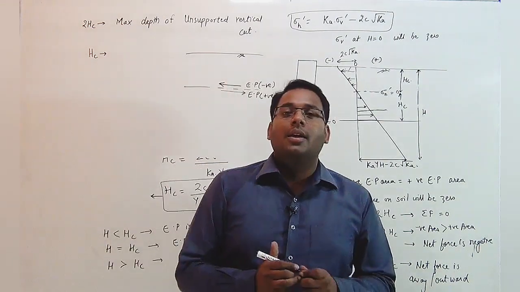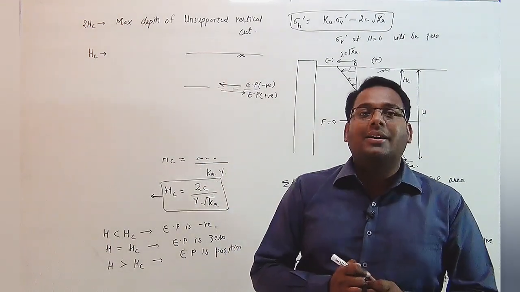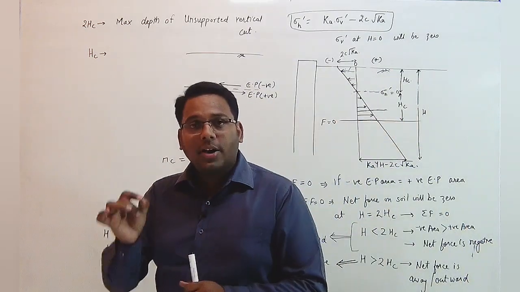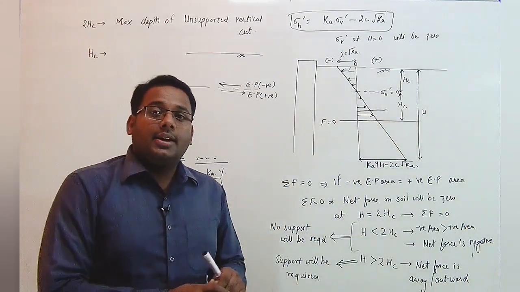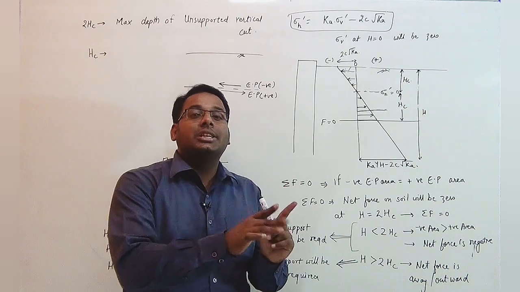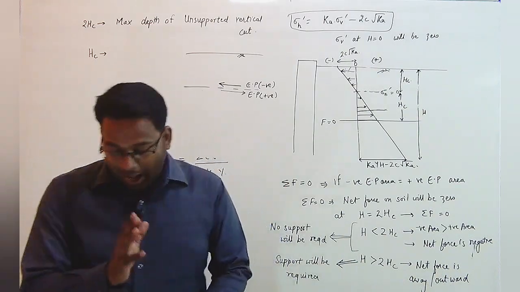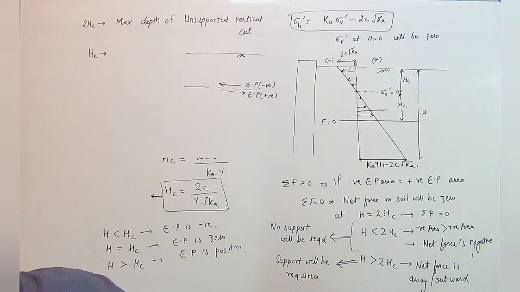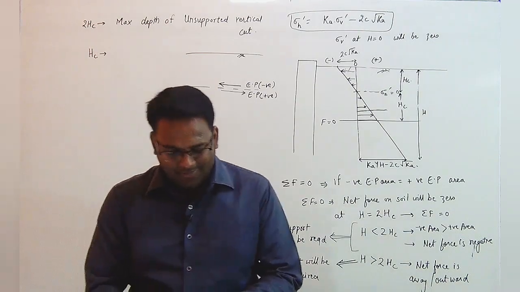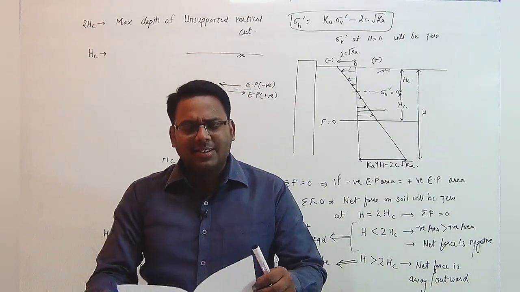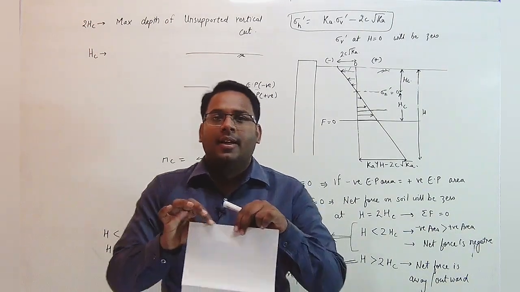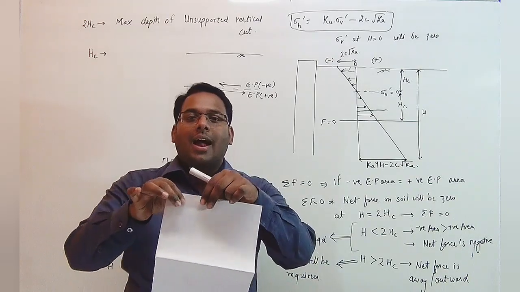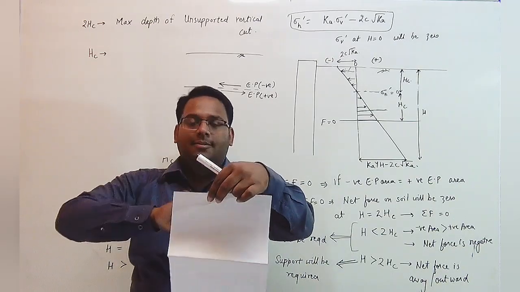You can see here that the earth pressure is negative above HC and positive below HC. What will happen if on a particular plane, the direction of pressure changes? Look, I am giving you an example of this particular paper. We can easily understand the concept.